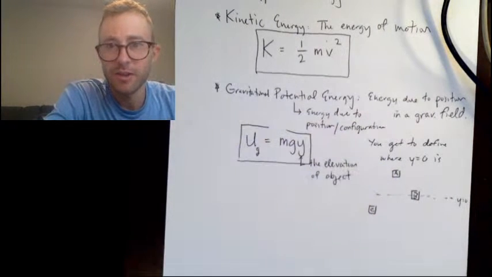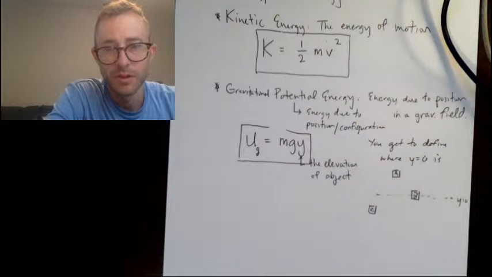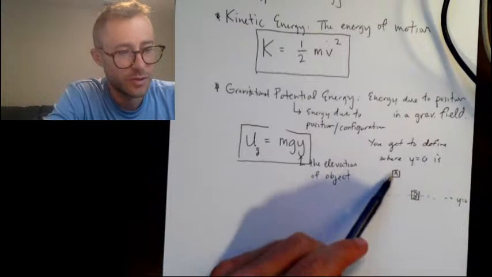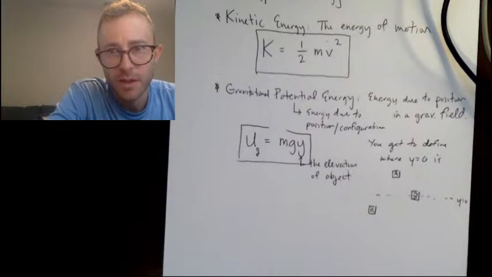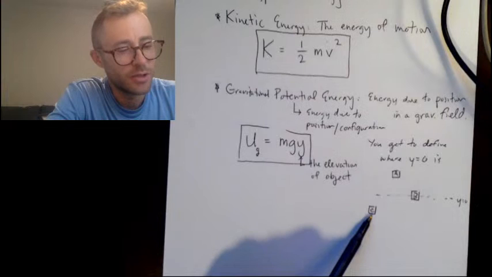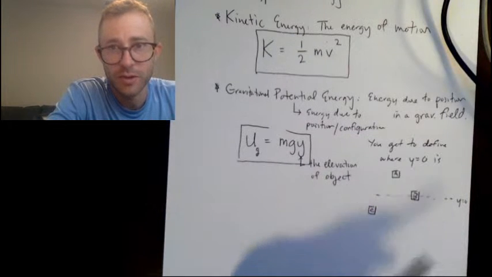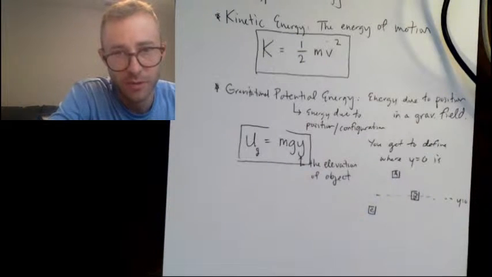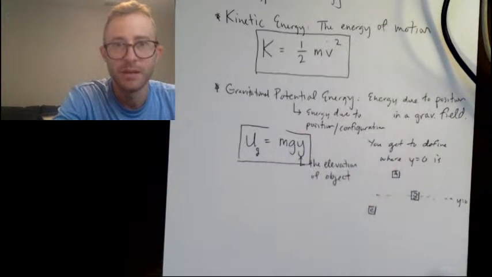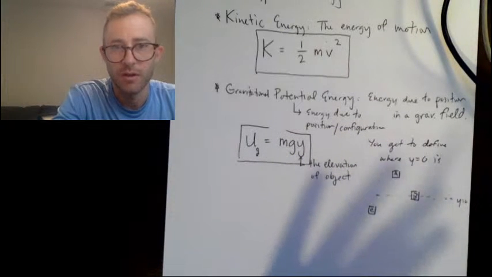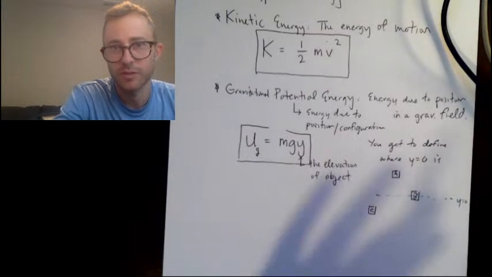Object A has a positive gravitational potential energy because it's above y equals 0. Object B has 0 gravitational potential energy, and object C is below y equals 0, so it actually has negative gravitational potential energy. So it's totally fine to have negative gravitational potential energy. That's okay.